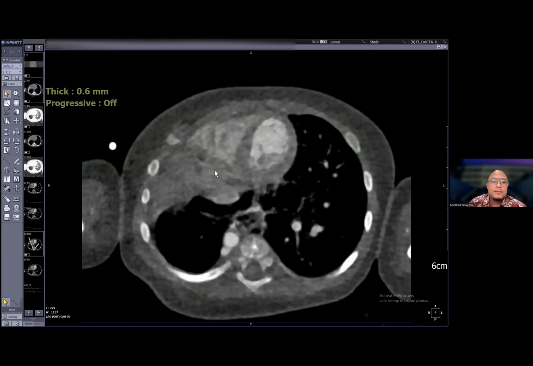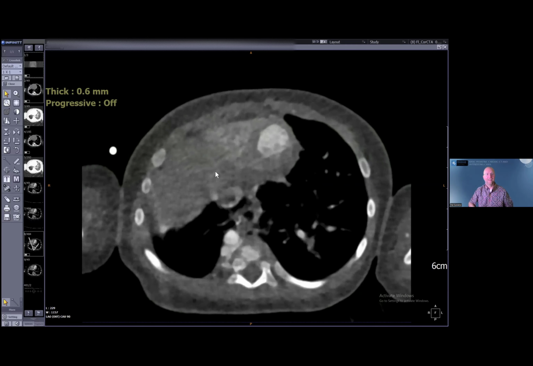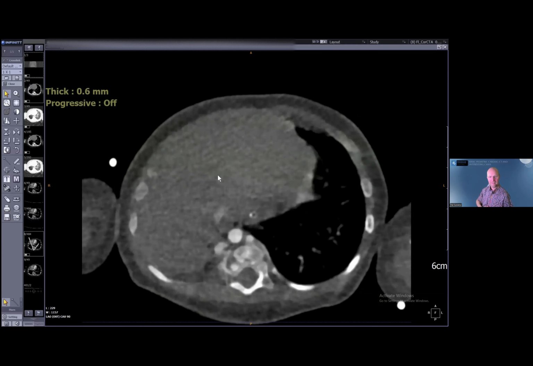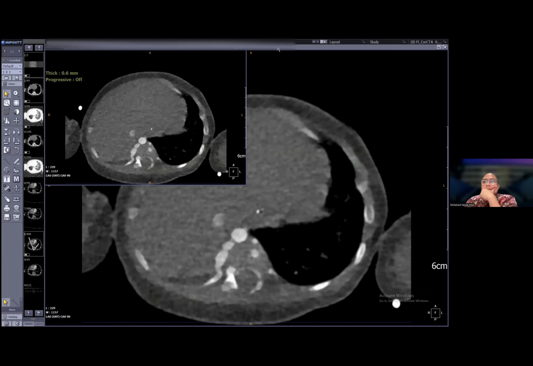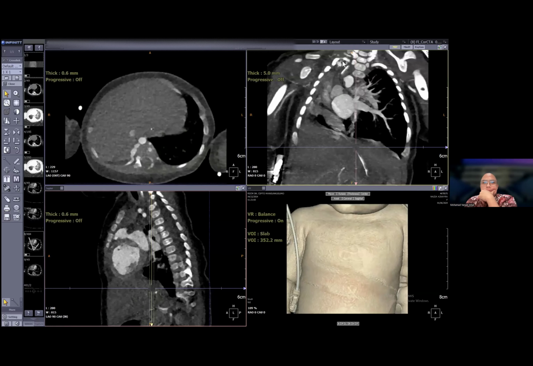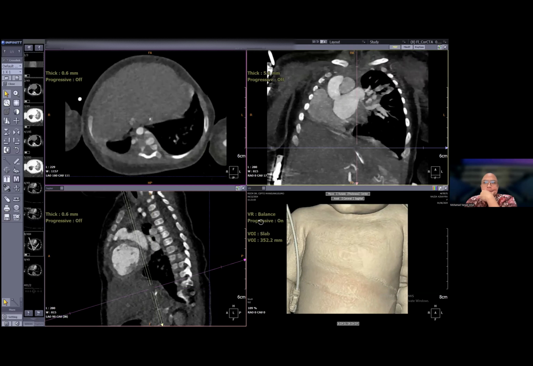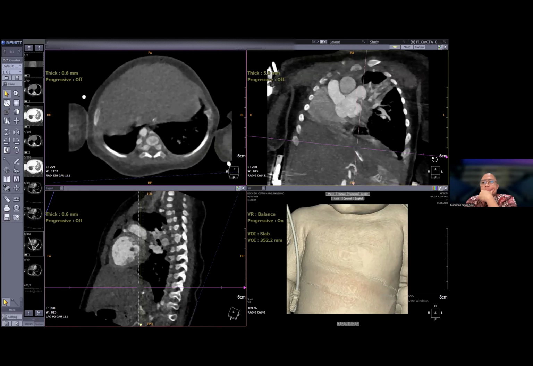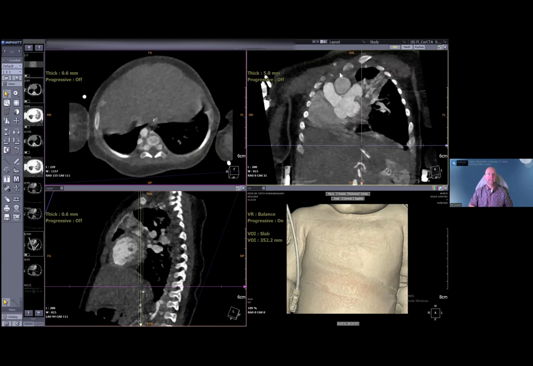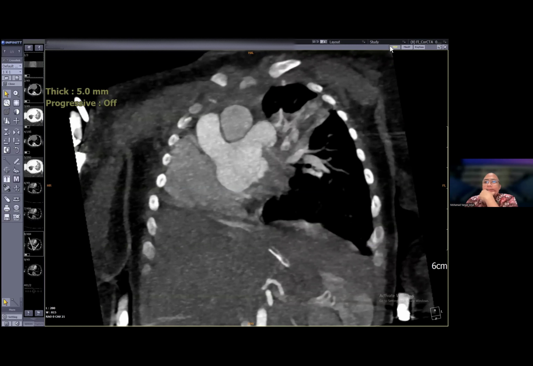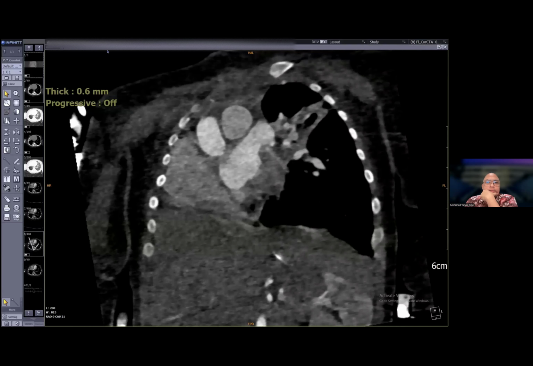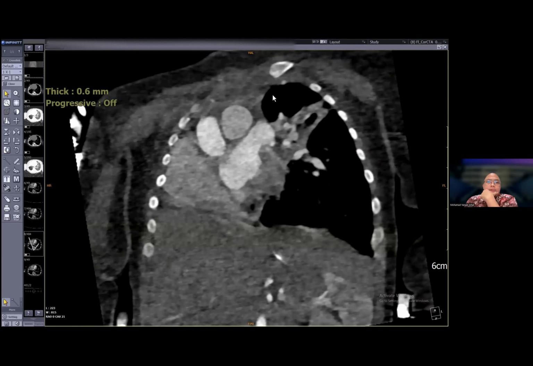Wow. First case. Can you scroll through that on the coronal one more time, please? Sure. We'll give the MIP. And you were saying that there's no additional cardiac anomaly, right? Just the great vessels are funny. No, yeah. Okay.